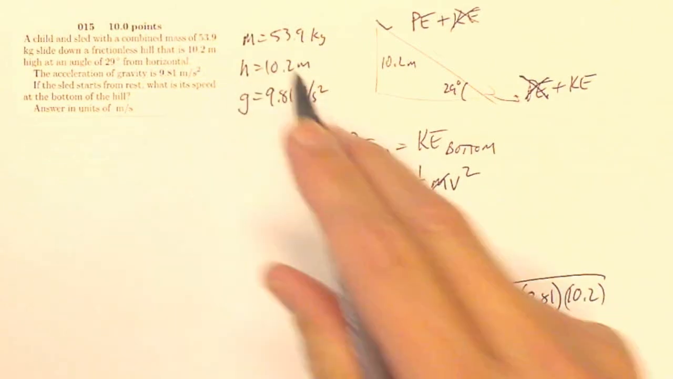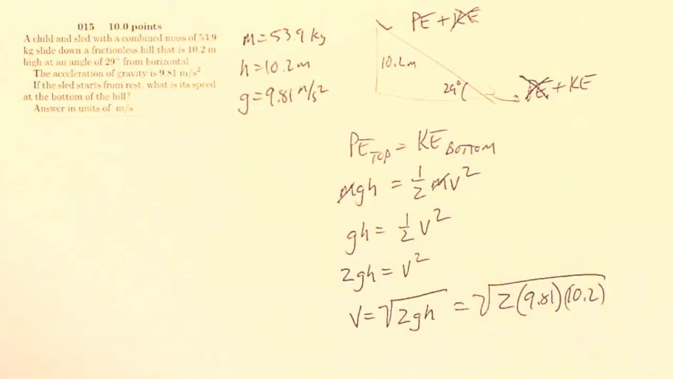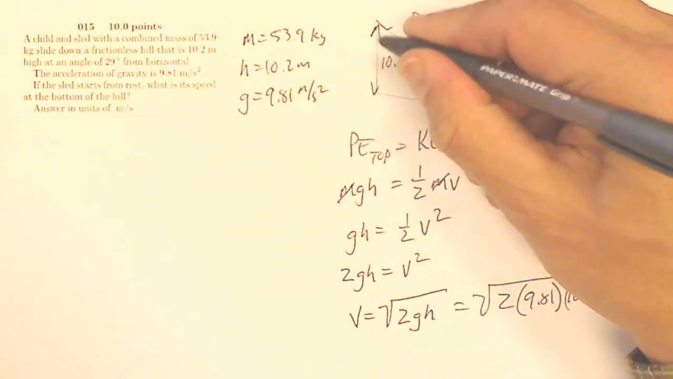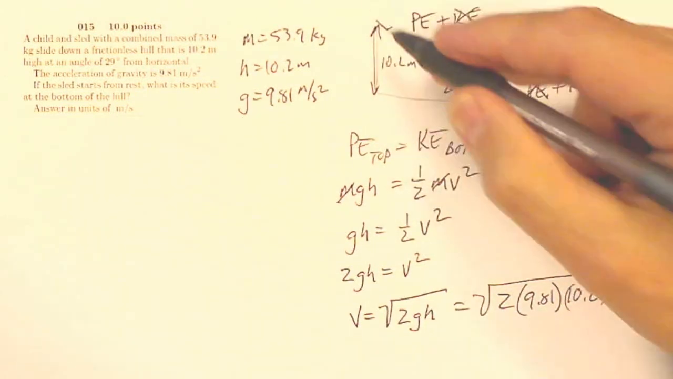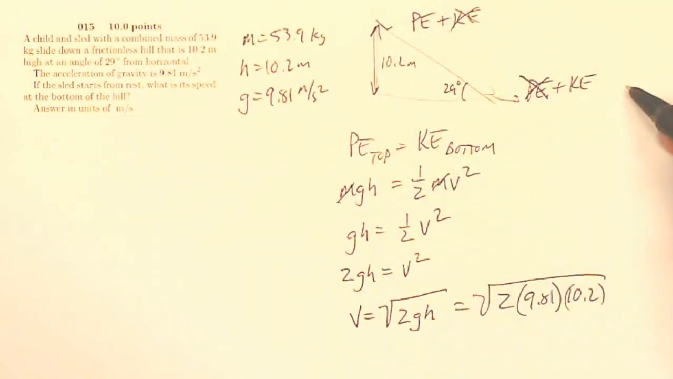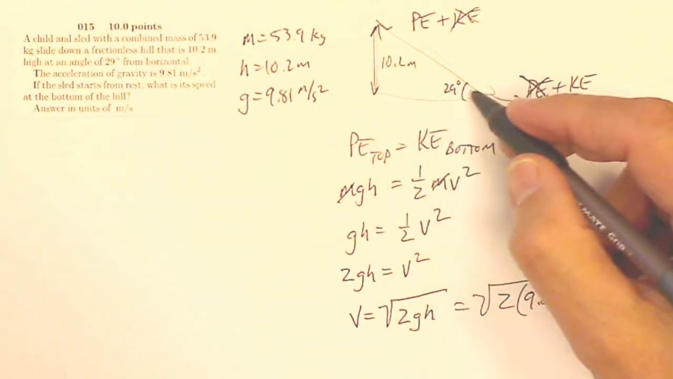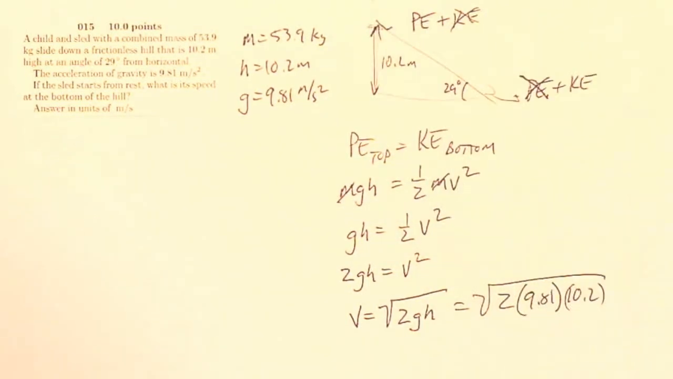Notice I didn't even need the mass of the kid. I didn't need the angle. I solved this with energy because I know my height here, and that's what mattered, my change in height. So if this hill was steeper or not so steep, it would still give me the same answer regardless of the angle, as long as I start at 10.2 meters high.